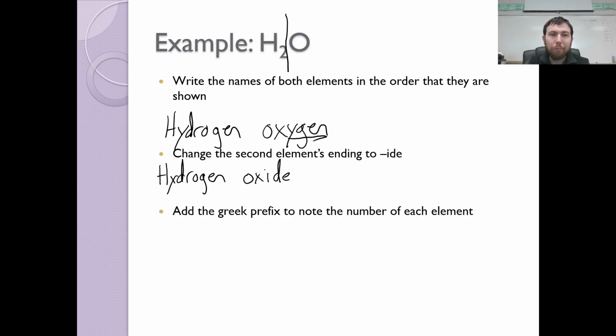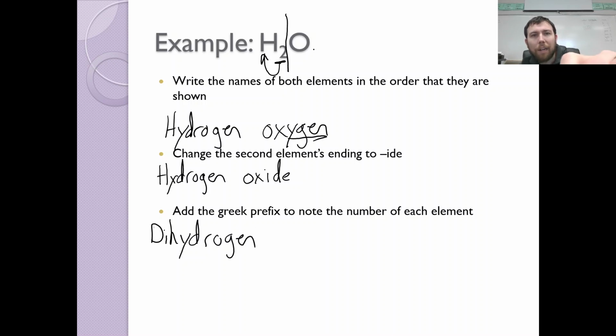All right, step 3, we're going to add the Greek prefixes to note the number of each element that we have. Well, looking at the chemical formula, this 2 corresponds to hydrogen. So I have 2 hydrogens, so I need the Greek prefix di. So this is going to be dihydrogen. And then for oxygen, there is no subscript there, so that's letting me know that there's just one of them. So this is dihydrogen monoxide.